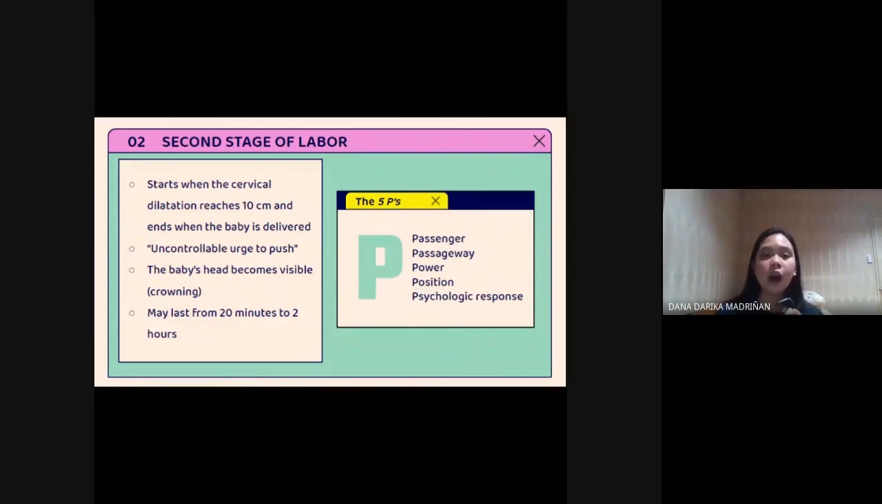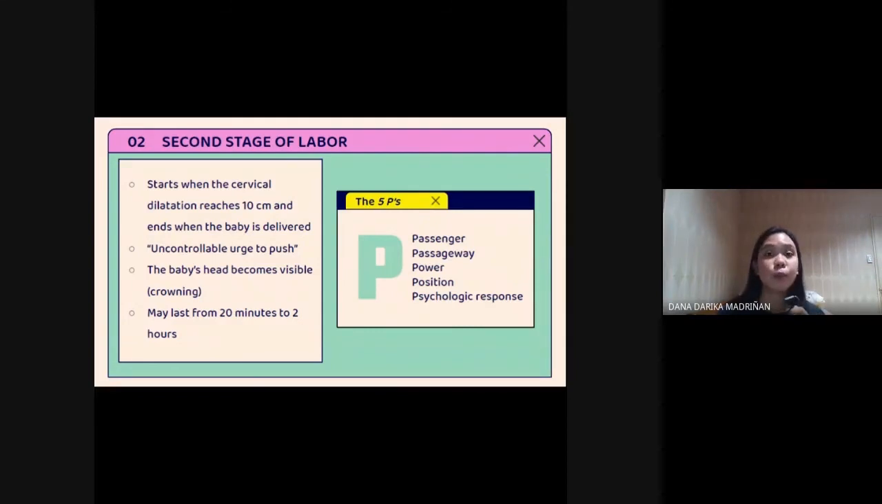With the help of healthcare professionals, kada ire po ni mommy, nalalabas na po niya yung ulo ni baby o yung tinatawag po nating crowning. There are also essential factors that affect the process of labor and delivery, and this is the 5 P's: passenger, passageway, power, position, and psychologic response po. So let's briefly discuss them one by one.